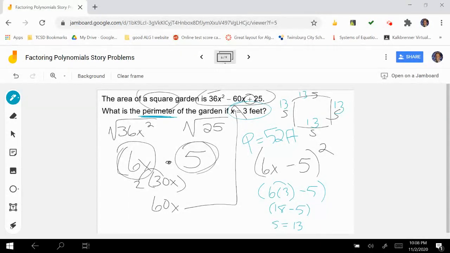All right, so we used the perfect square trinomial to get us the length of one side, and then we substituted in that 3 for x. 6 times 3 was 18. 18 minus 5 is 13. And then we added up all the sides because perimeter is all the sides added up, and we got it to equal 52 feet. All right.